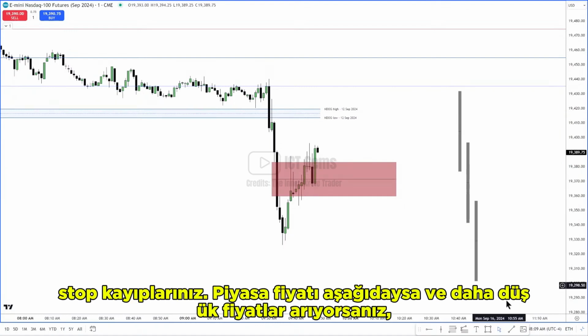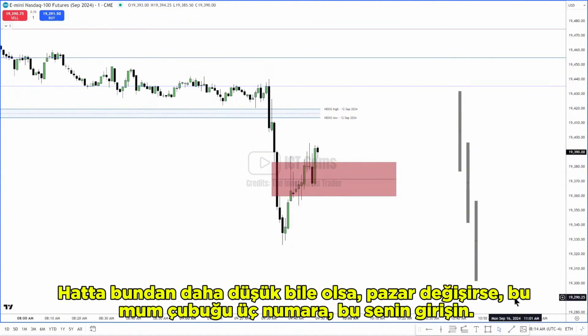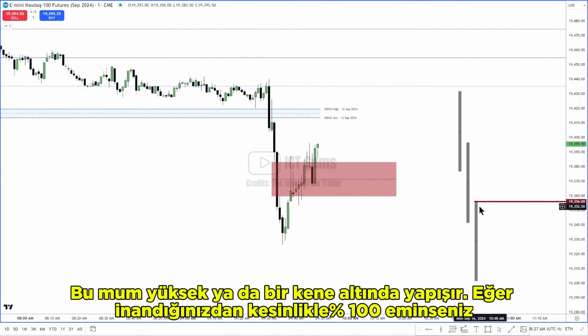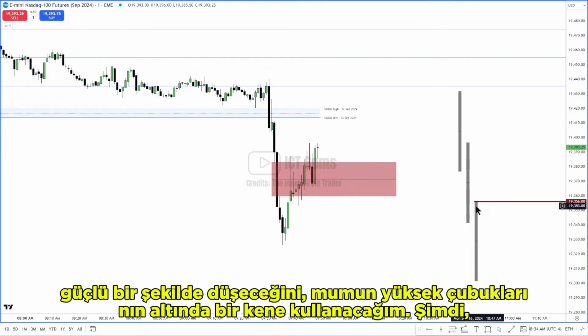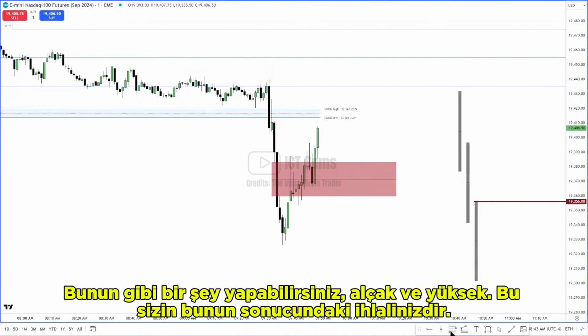If the market price is down below here and you're looking for even lower prices, if the market trades up, this candlestick, number 3, is your entry. That candlestick's high or 1 tick below it. If you're absolutely 100% certain that you believe strongly that it's going to drop, I will use 1 tick below that candlestick's high.